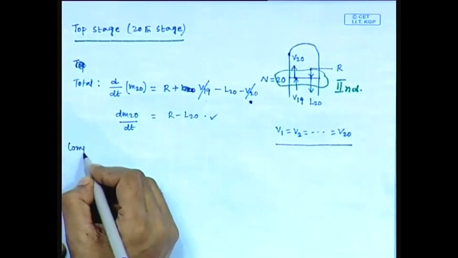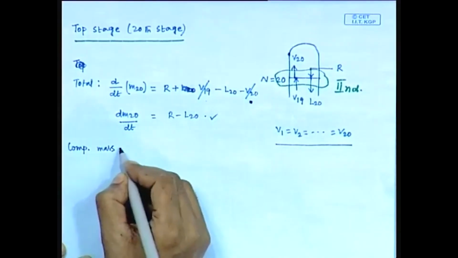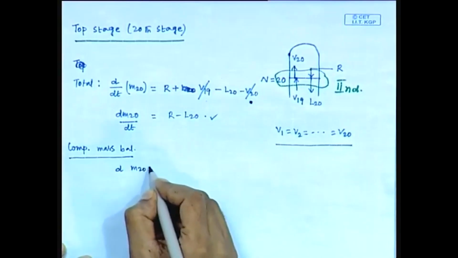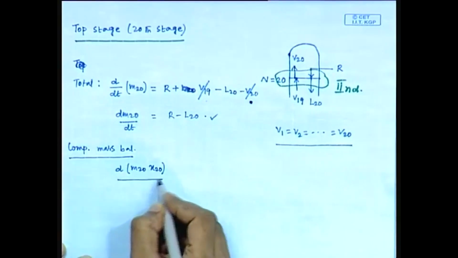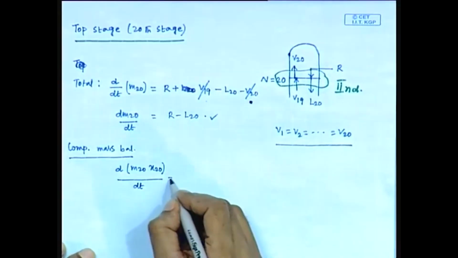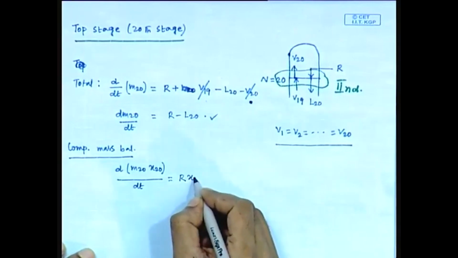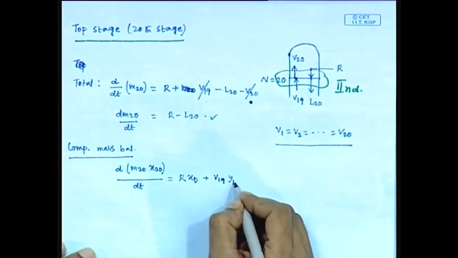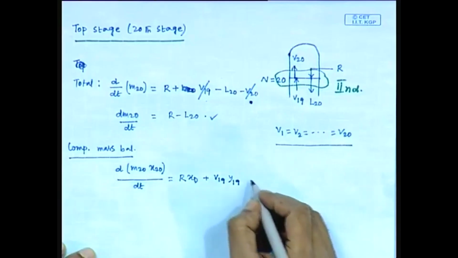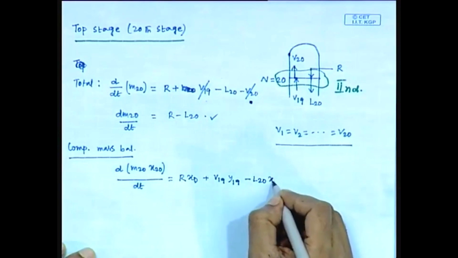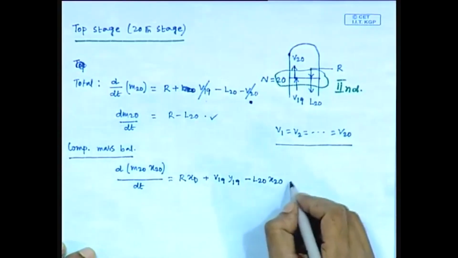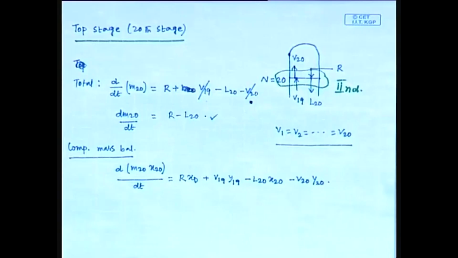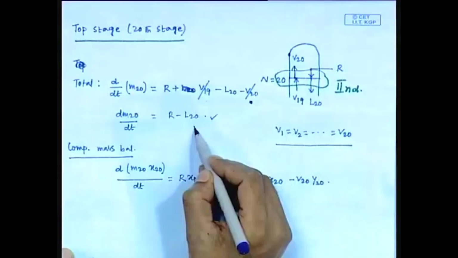What will be the component mass balance equation? d(M20 X20)/dt equals the reflux flow rate with composition XD, plus V19 Y19, minus L20 X20, minus V20 Y20.